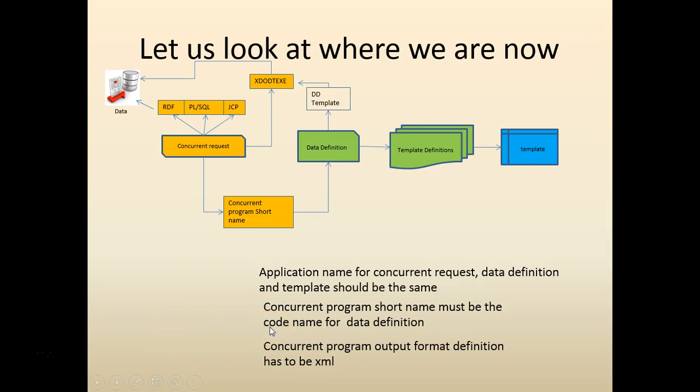So let's look at where we are today. We have defined the execution method through the concurrent executable. We have defined the concurrent program short name. We have defined the data definition, which has the same short name as the concurrent program. You tie templates to the data definition. That's pretty much it. How do you connect all this?